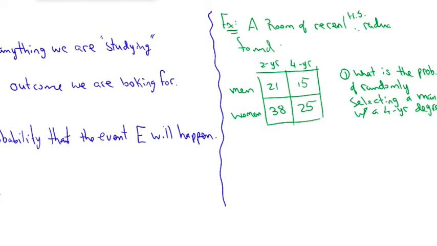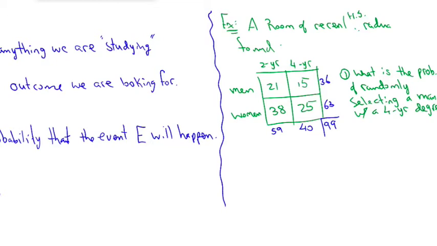So when you see this problem, it actually kind of goes back to how we were doing things in the first module. What do you think we should do to this table first? Add them all up. So this becomes 59. This one becomes 40. If we go this way on the men, it's 36 and 63. 3 and 36. For a grand total of? 99. I should have made it 100. Oh well. 99. All right, so when I say what is the probability of randomly selecting a man with a 4-year degree, what number do you look at? 15.